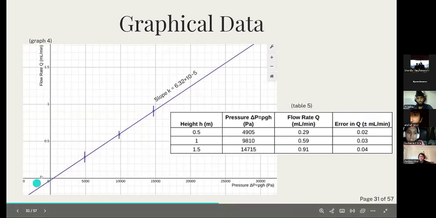As you can see, it should have crossed the origin, but because of the slightly imperfect data and all the imperfect setup analysis, we can see that it does not really pass through the origin. But we see that there is a linear growth of flow rate compared to the pressure.